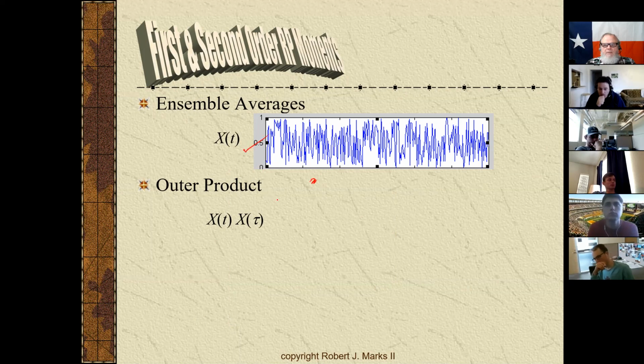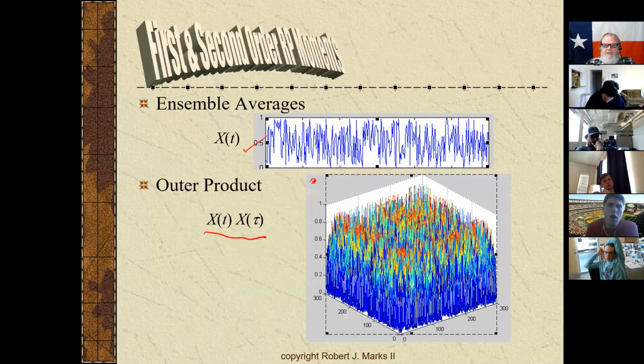And this is a stochastic process. We're going to assume it's IID. Now, the outer product of x of t is equal to x of t times x of tau. What does that mean? Well, it means what we have here in the next. It looks terrible, but here we have an x of t, so we have t going in this direction. Here we have an x of tau, so tau goes in this direction.